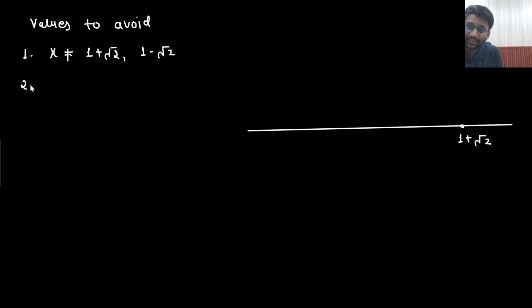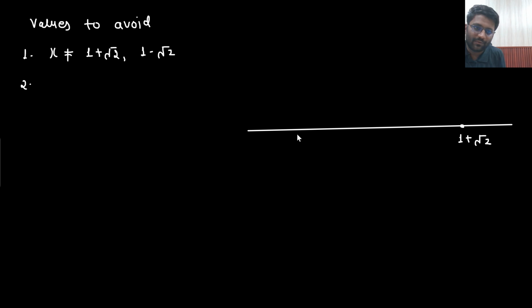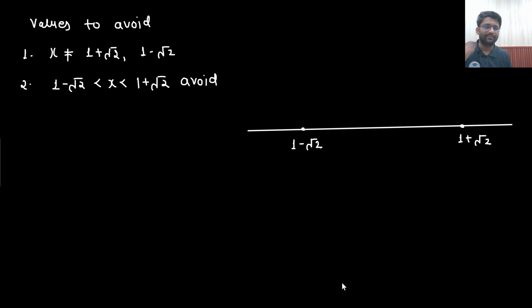Right? This is what the first guy is saying. What is the second guy saying? He is saying that x should not be between 1 minus under root 2 to 1 plus under root 2. Where will 1 minus under root 2 be? What will be the value of 1 minus under root 2? It will be minus 40. So this is 1 minus under root 2. He is saying to avoid all the values between these 2 points. This should be avoided. Avoid all these values. Right?